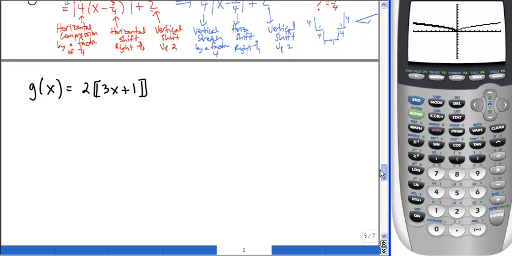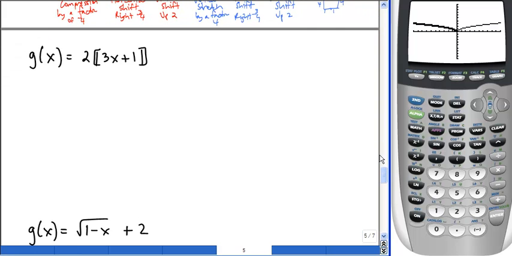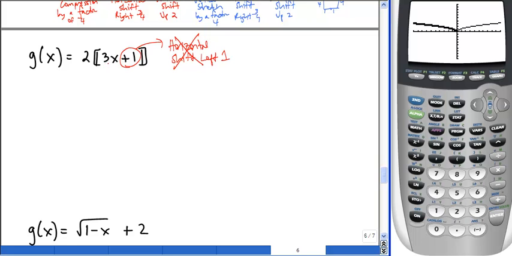Okay, let's try another example. So we have 2 times the greatest integer function of 3x plus 1. Again, before you jump right in and say, oh, I see a plus 1 next to that x, so this means I'm going to have a horizontal shift left 1, that might be your first guess. That would be wrong because there's this coefficient in front of your x, which you haven't correctly factored out yet, and that will affect how your horizontal shift actually occurs.